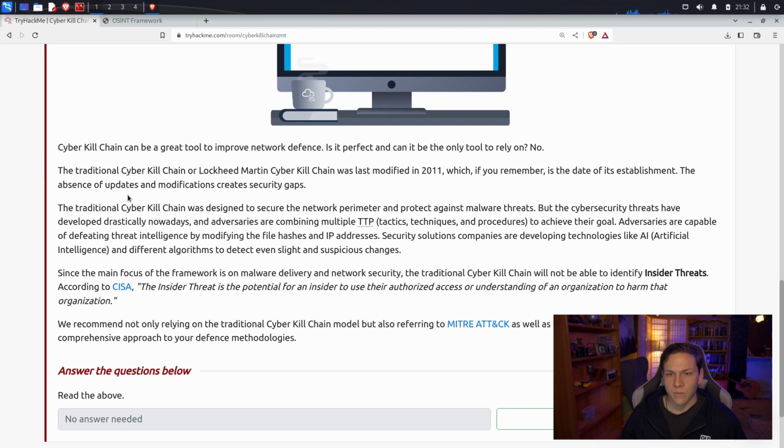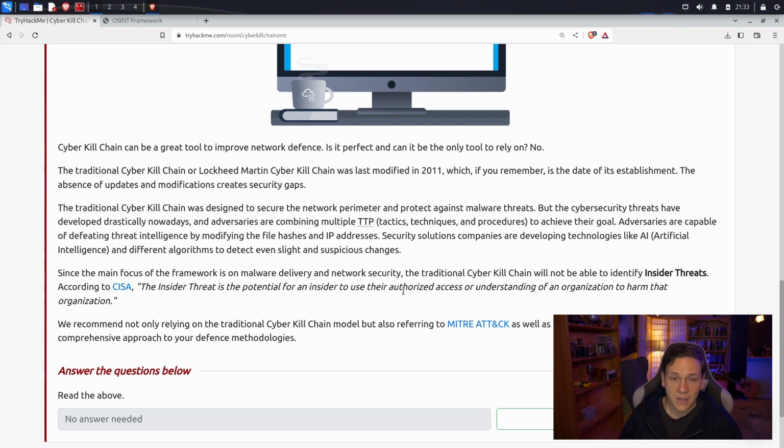The traditional cyber kill chain was designed to secure the network perimeter and protect against malware threats, but cybersecurity threats have developed drastically nowadays, and adversaries are combining multiple tactics, techniques, and procedures to achieve their goal. Adversaries are capable of defeating threat intelligence by modifying the file hashes and IP addresses. Security solutions companies are developing technologies like AI and different algorithms to detect even slight and suspicious changes. Since the main focus of the framework is on malware delivery and network security, the traditional cyber kill chain will not be able to identify insider threats.